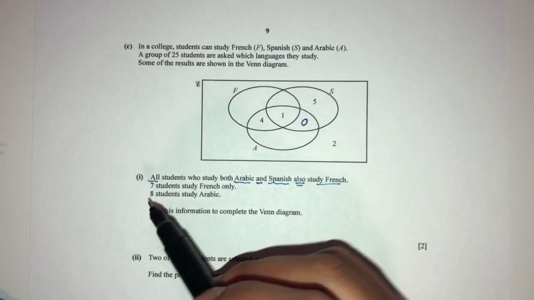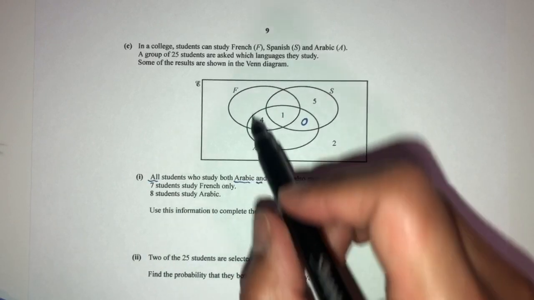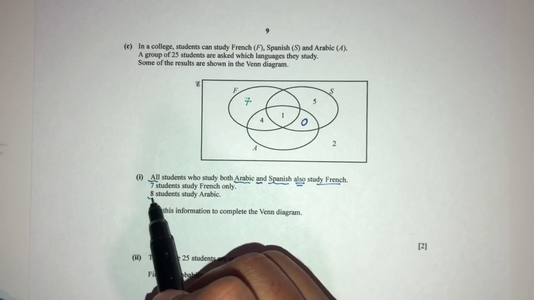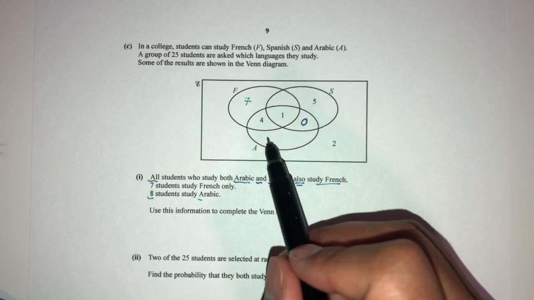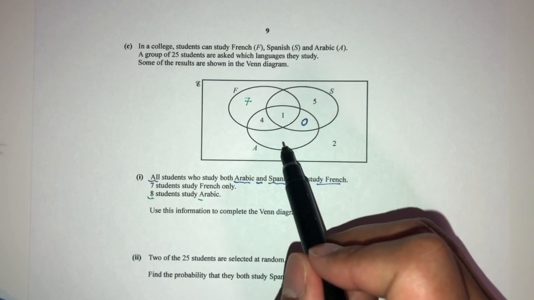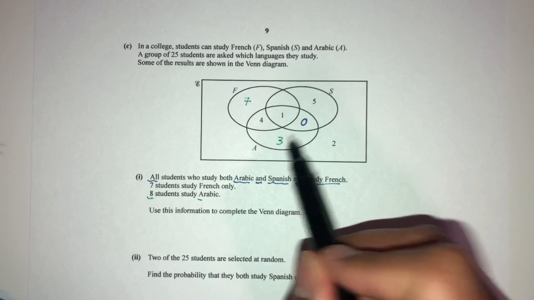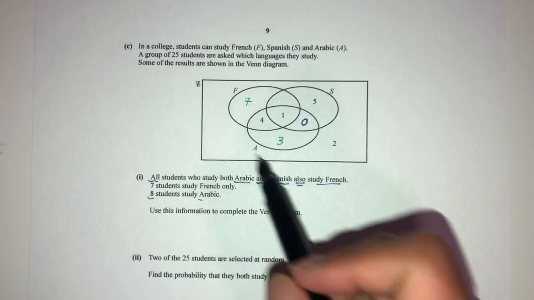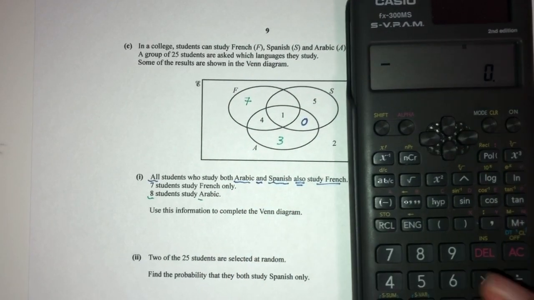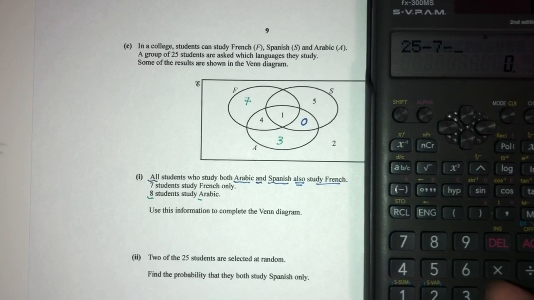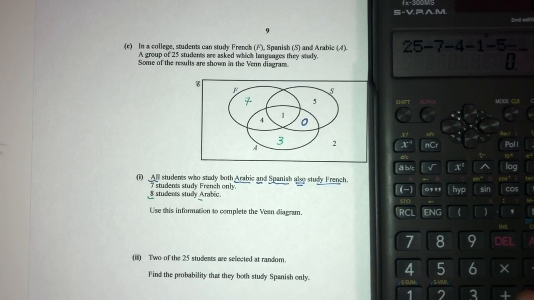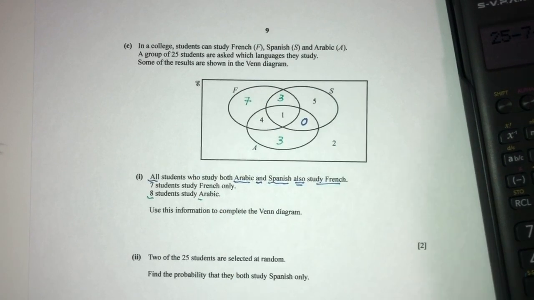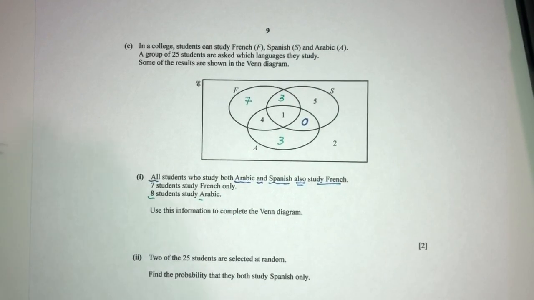Now what's next? 7, only French. So only French will be right here. 7 is only French. And then 8 studies Arabic, so everything here should be 8. So 8 minus 5, that should be 3. Now we have to complete. Obviously, everything together will be 25. So we take 25 minus 7, minus 4, minus 1, minus 5, minus 3, minus 2. Remaining will be 3. 3 will be right here. And that will be part 1 of your question.